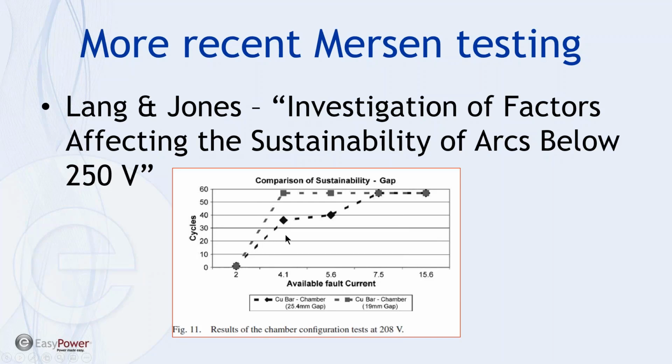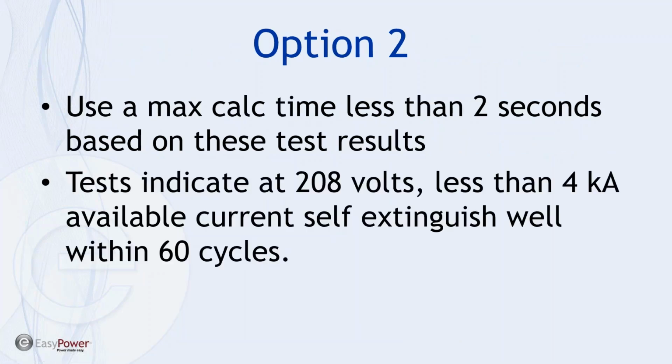But again, what we're talking about is an engineering assessment of what my actual physical system is set up to handle. So again, I'm not making a recommendation. I'm saying there is a potential for a critical or maximum calc time of some number less than 2 seconds, based upon test results and my knowledge of what my available arc current is on those systems.